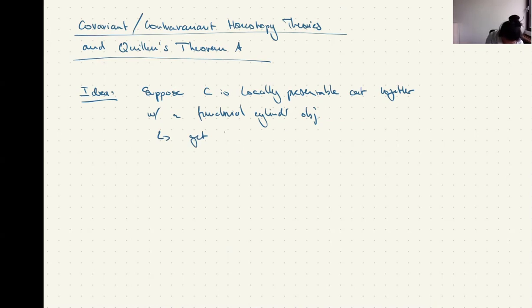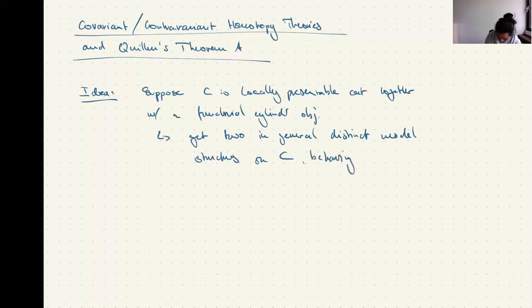So what we get is two, in general, not always, distinct model structures on C, let's say behaving in a covariant or contravariant fashion.